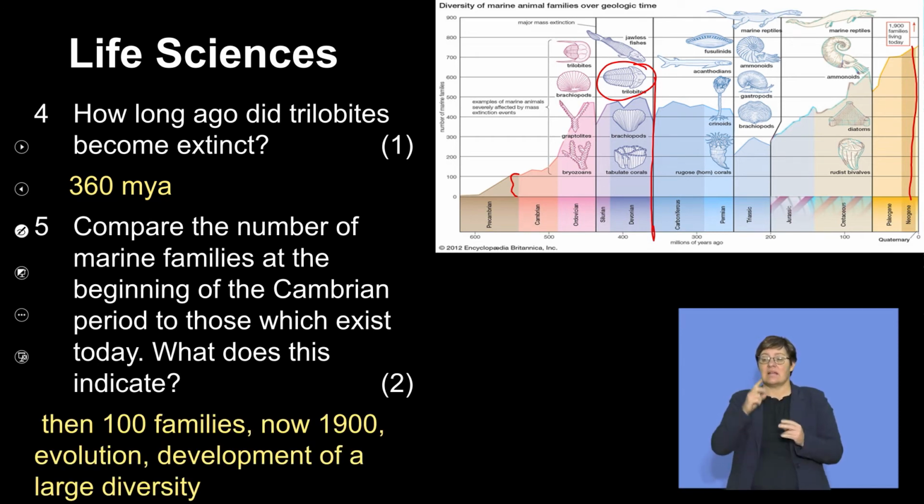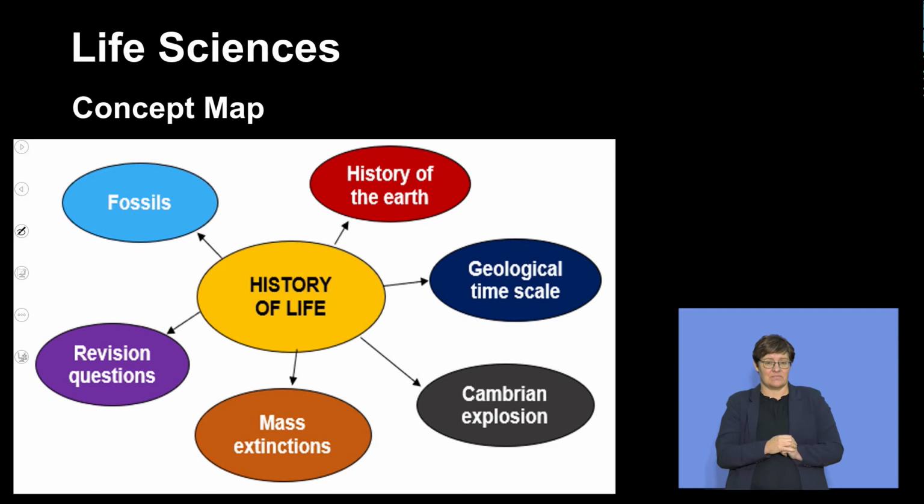Then the second part of the question says, what does this indicate? This huge increase in diversity of marine families. And that indicates that because there's such a difference in the number of families, more families must have developed, and that is one of the pieces of evidence which scientists use for the evolution, the change and the diversification of animals over time.